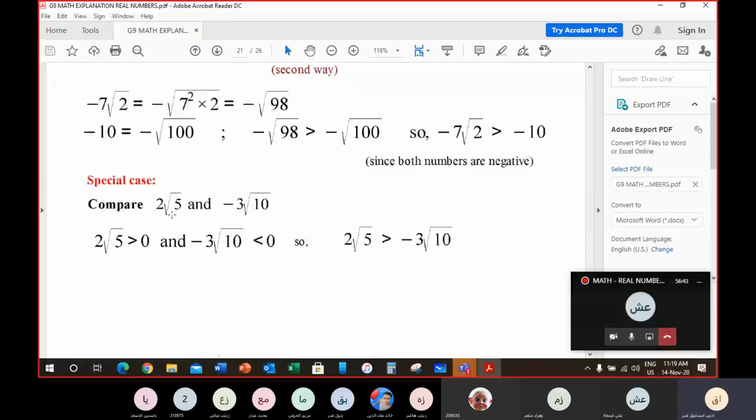We have a special case. Compare 2 radical 5 and minus 3 radical 10. These are clear: one is positive and one is negative. Whatever they are, the positive will be greater than the negative. So 2 radical 5 is greater than 0 and minus 3 radical 10 is less than 0. So 2 radical 5 is greater than minus 3 radical 10.